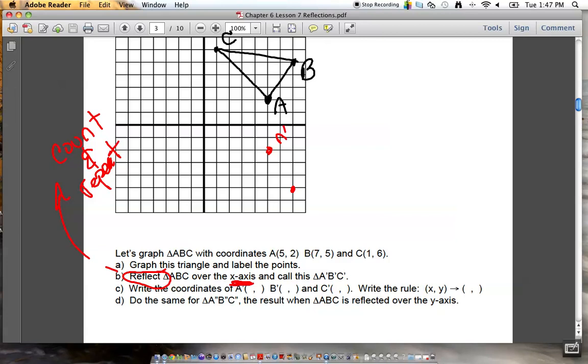So this is going to be A prime. This will be B prime. Now what do I do? Do C prime. Take C. And what do I do? Count and repeat. Ready? 1, 2, 3, 4, 5, 6. 1, 2, 3, 4, 5, 6. And there, now doesn't it look like you could fold it on the x-axis and they would land on top of each other?